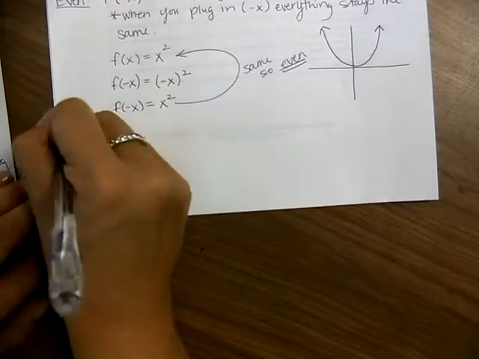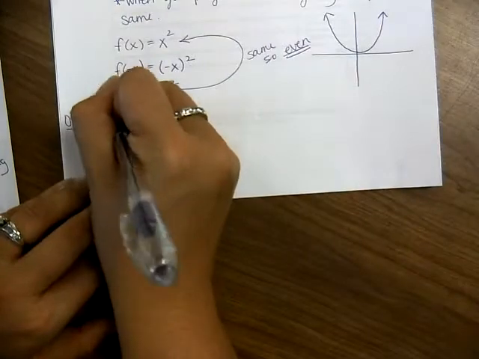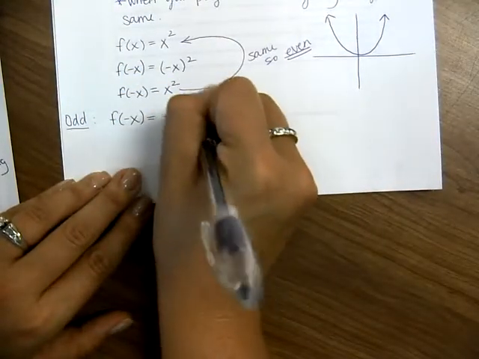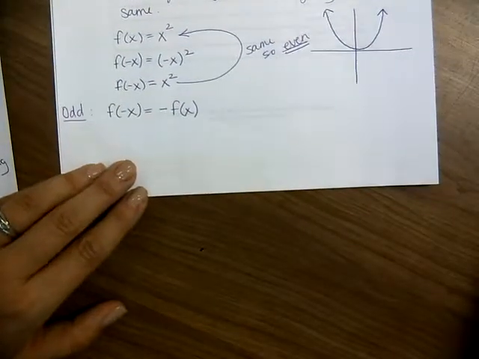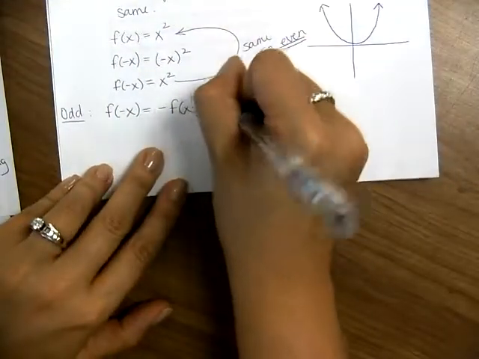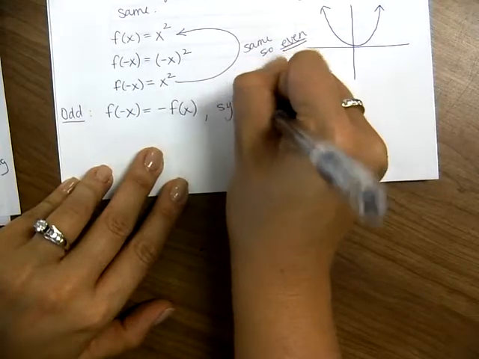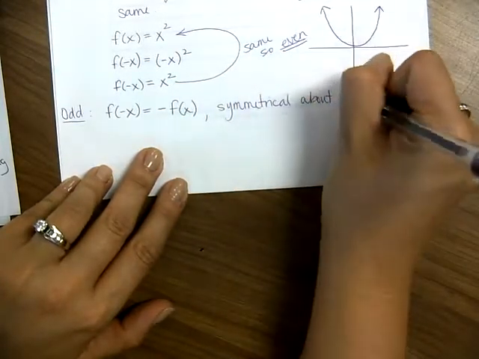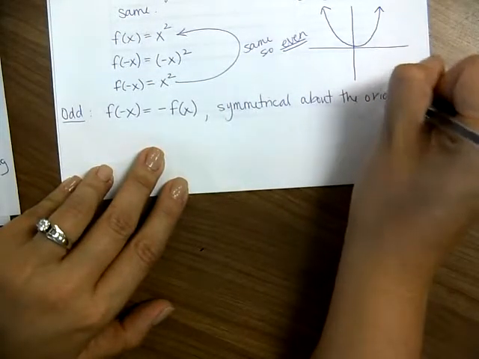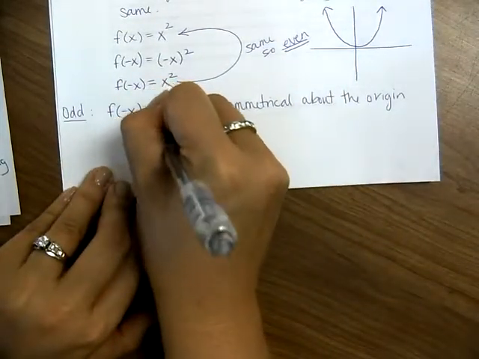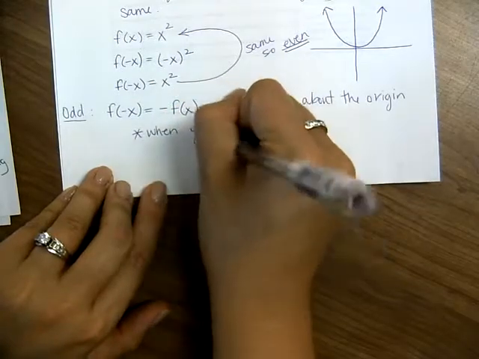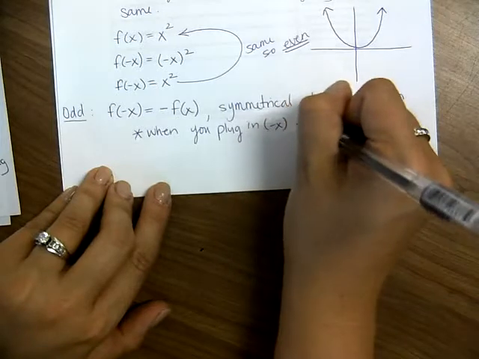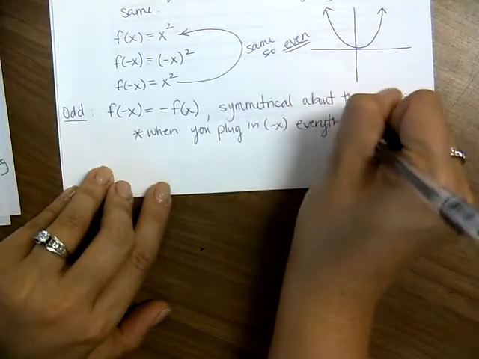Now let's look at an odd function. So an odd function says that if you are to plug in negative x, you'll get out the exact opposite of what you started with. These are symmetrical about the origin. And when you plug in a negative x, everything changes.